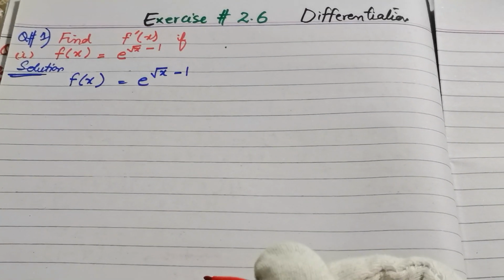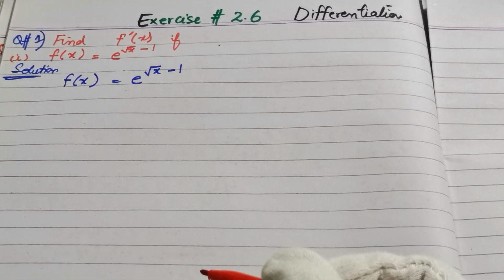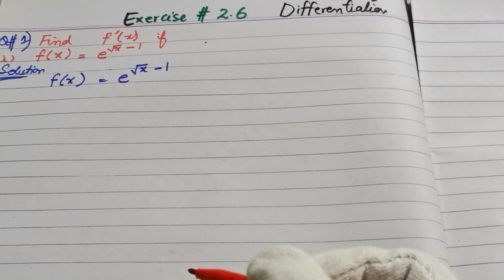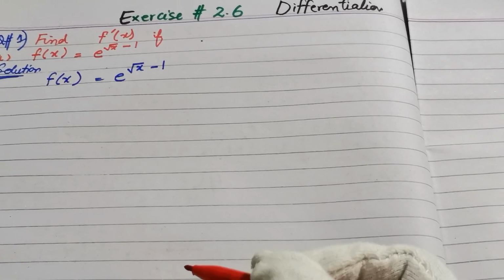Today I'm going to teach you exercise number 2.6 differentiation. Find f dash of x if f of x is equal to e raised to power root x minus 1.